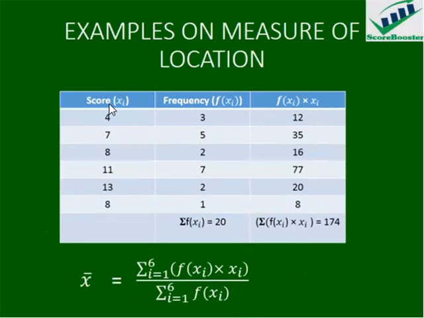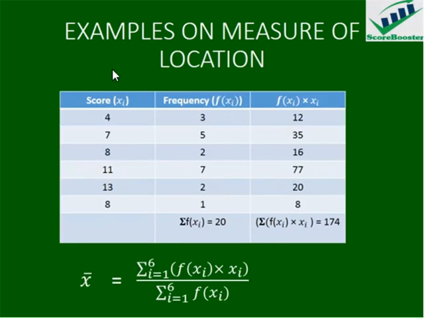So this is the frequency table. This is the column for the score, which is already given, and the frequency. Then we sum up the frequency, which is summation f equals 20. If you already know measure of location, where we talk about how to obtain the mean of ungrouped data when the number of items is large, you understand what we are doing here. The next thing is to multiply 4 by 3, which is 12.